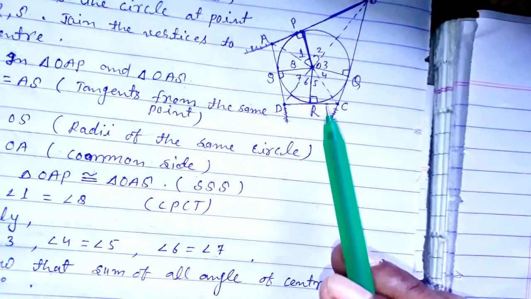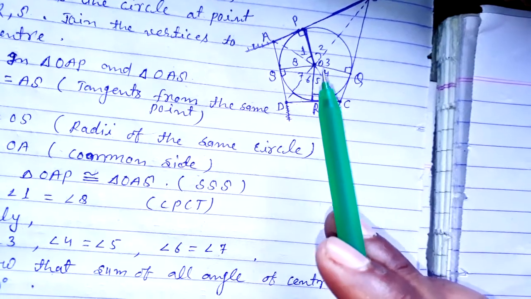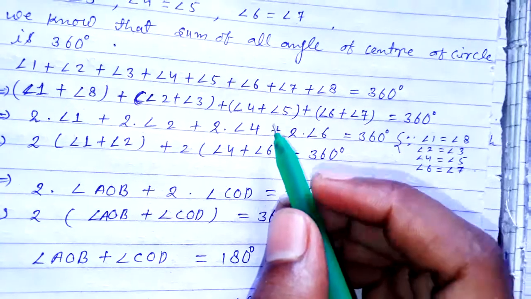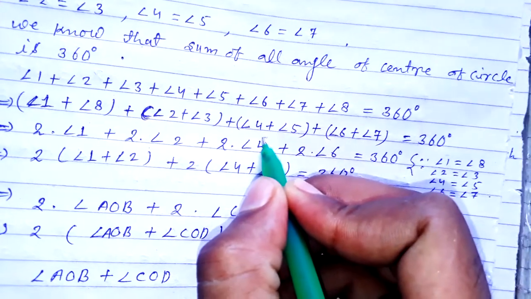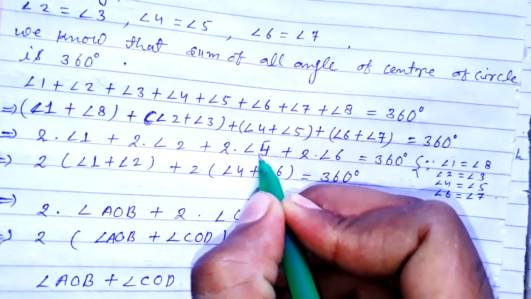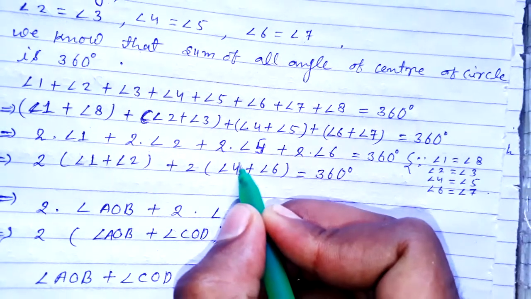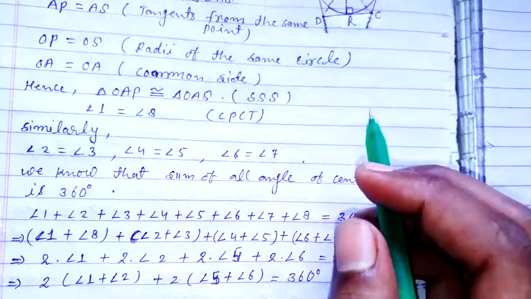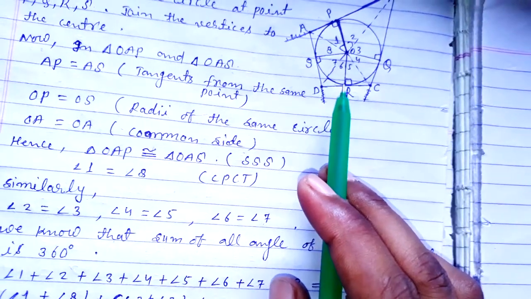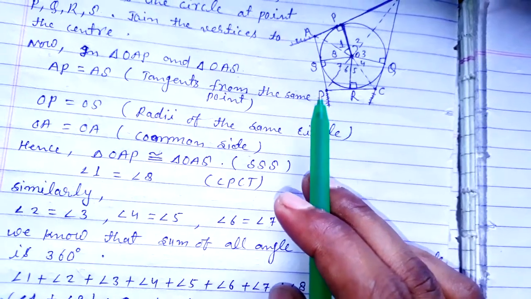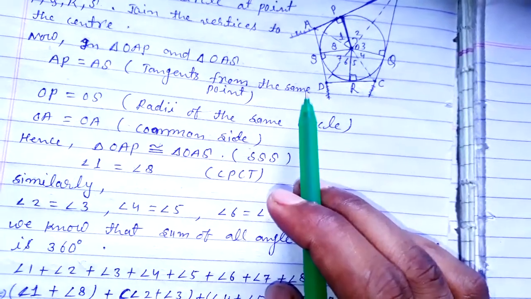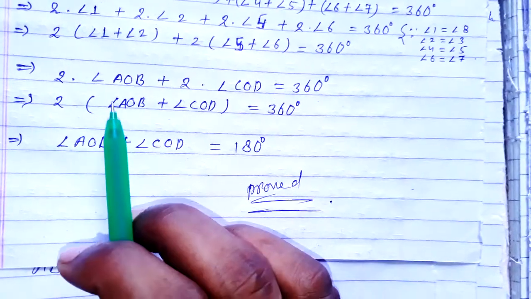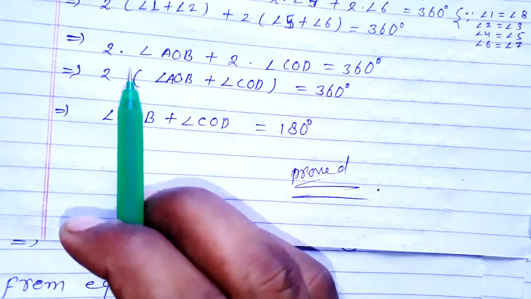COD, because here angle 4 and angle 5 are the same. So angle 5 and 6 together are angle COD. So angle COD, 2 is common. So 2 times angle AOB plus angle COD.